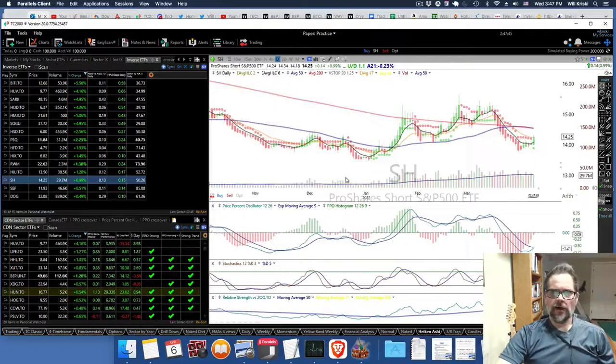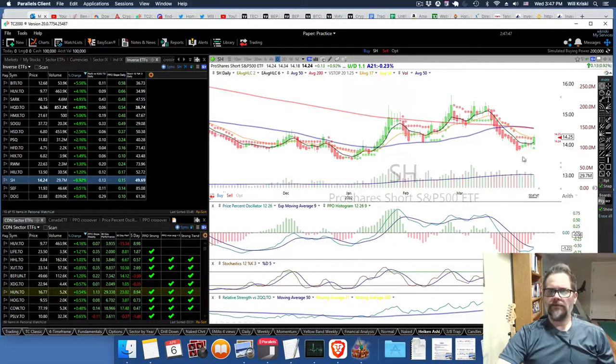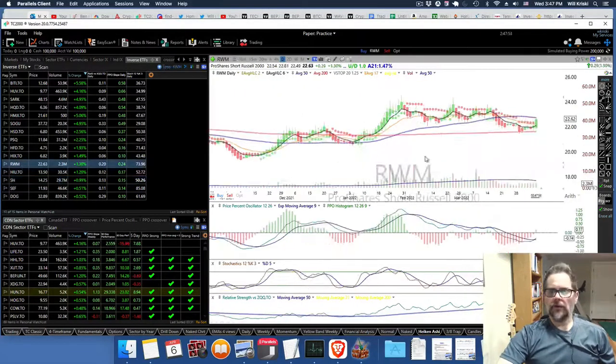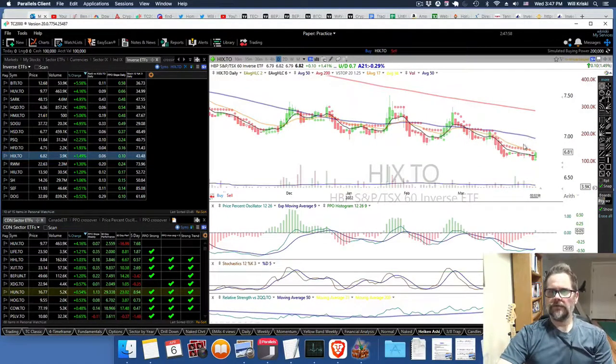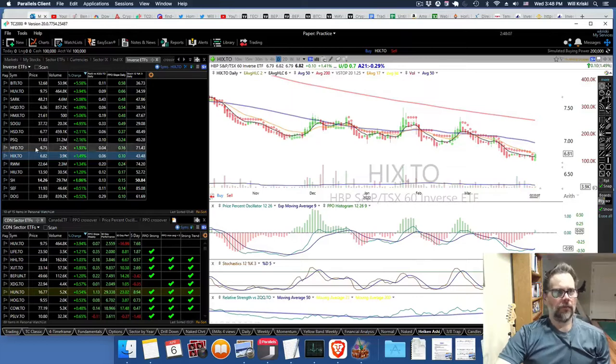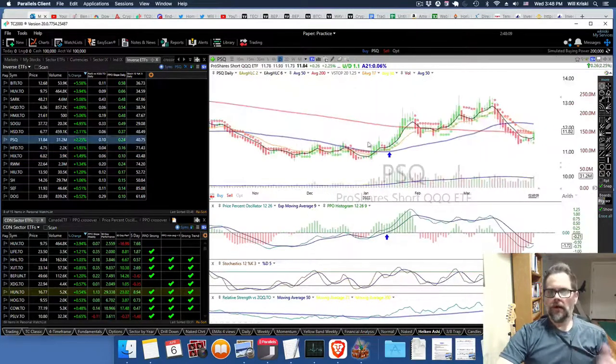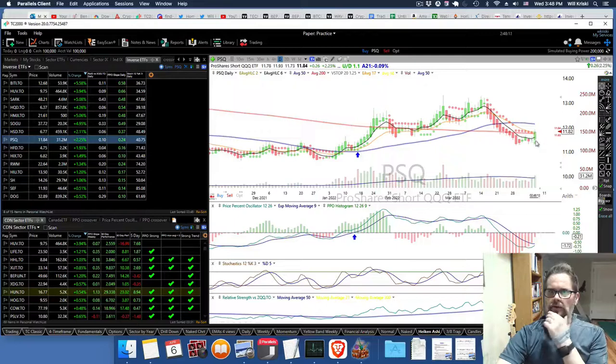But let's keep going. We have the S&P 500 short, and you can see you got a green candle, so there's a potential to get in. There's the RWM, the inverse of the Russell 2000. That's starting to look good. This is the TSX. It's a bit tricky when you're going against the market, because there are a lot of people buying the dips. And this one's a short of the NASDAQ. Today's the first day. You have a green candle, so if you're anxious to get in, that's a way to jump in.